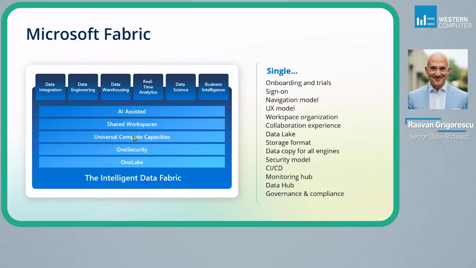The storage format is unique, as I will get into more detail later in the presentation. The data is shared for all engines, so we don't have a copy of the data for Spark and another copy of the data for SQL. There is a single data copy that both engines and more can leverage. There is a monitoring hub that applies to all workloads. There's a data hub that can be leveraged by all workloads, and security, governance, and compliance is built across Fabric.